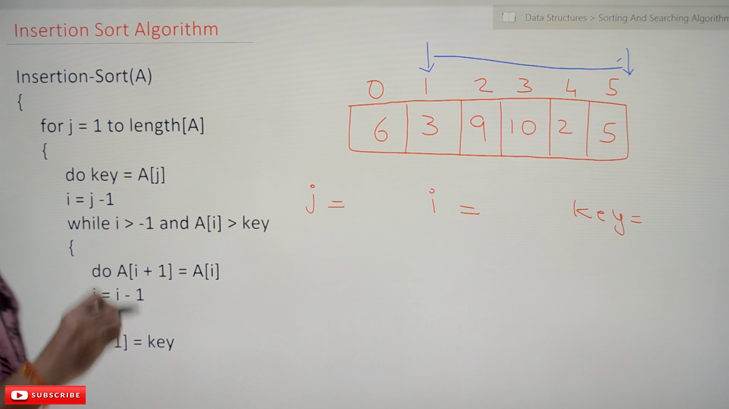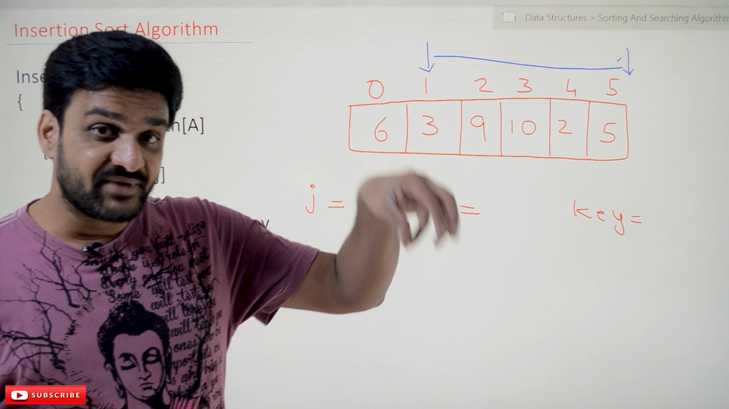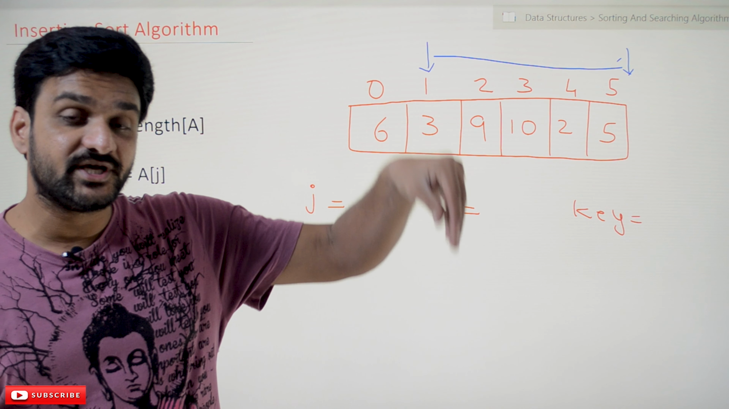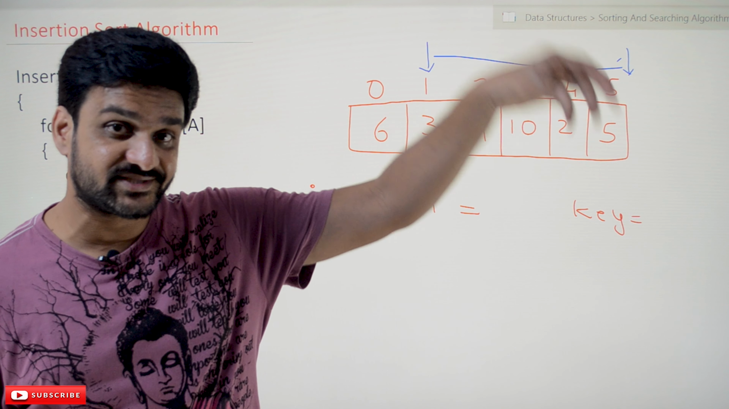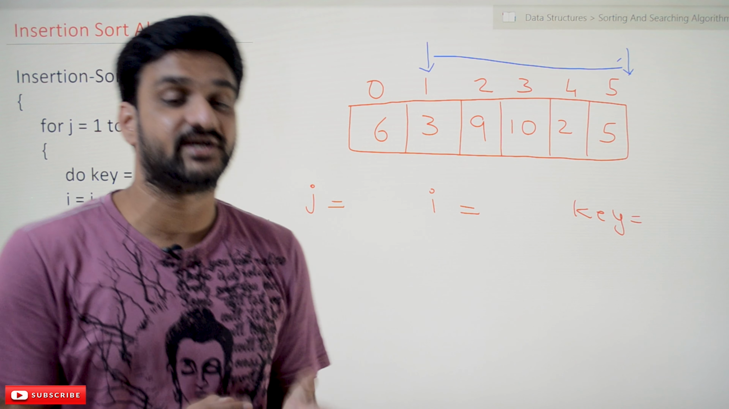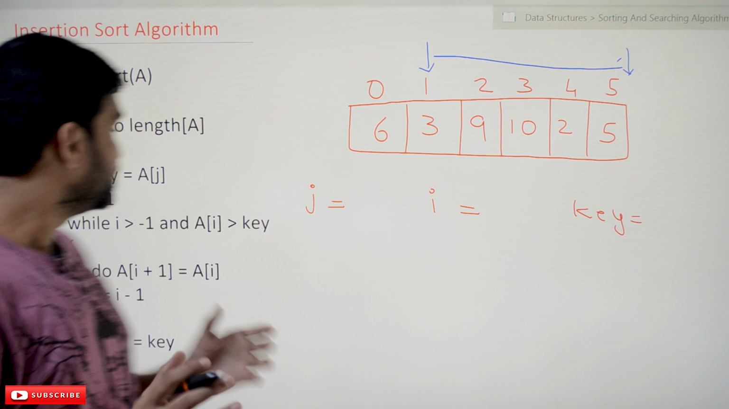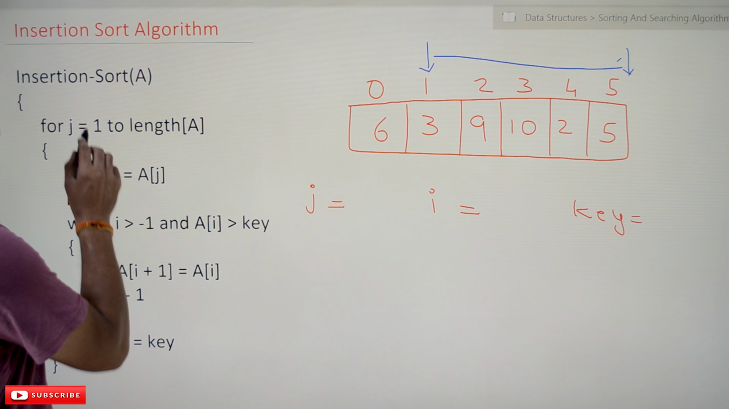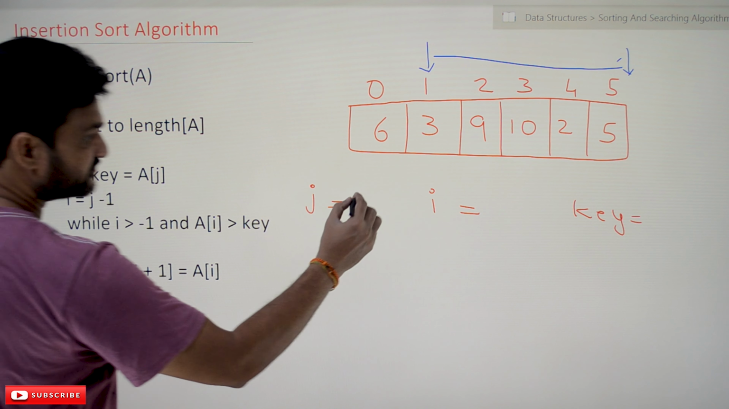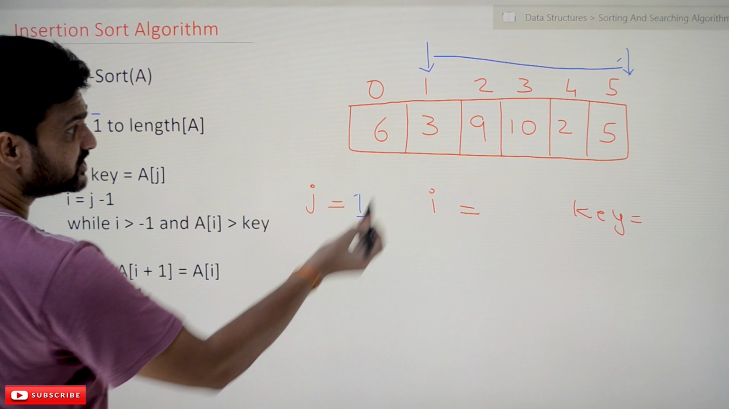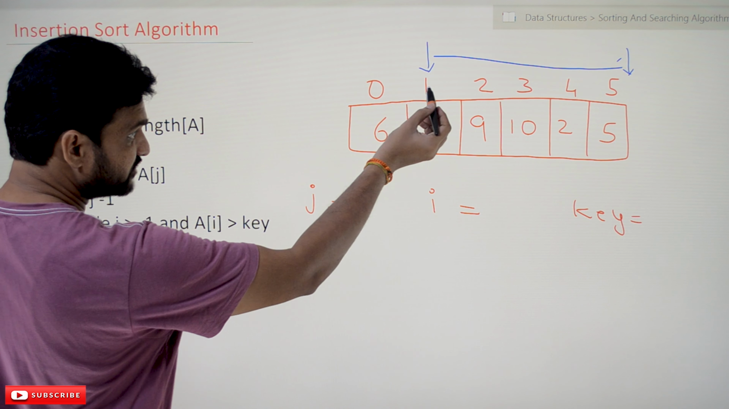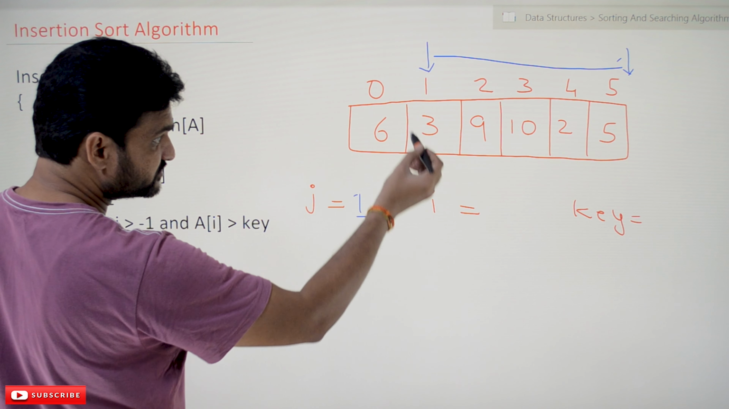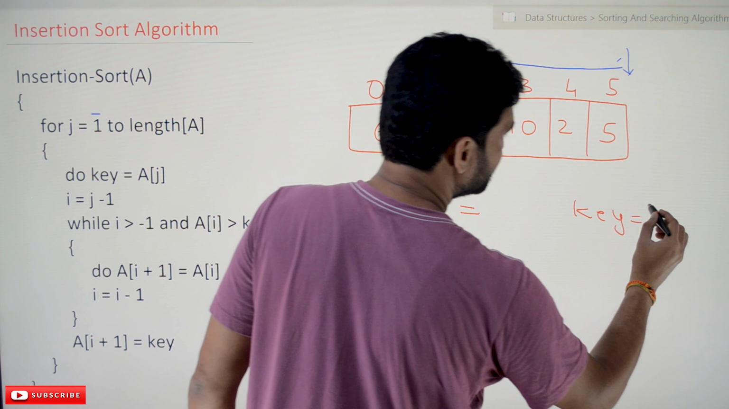Now the first step is, in each and every iteration we are going to consider the key element. So what is the key element? The key element is the element which we would like to put in its position, which we would like to insert in its position. That is what we call a key element. In the first iteration, what is our key element? The key element is a of j. Here the value of j is 1, so a of j is 3. So the key element is 3.